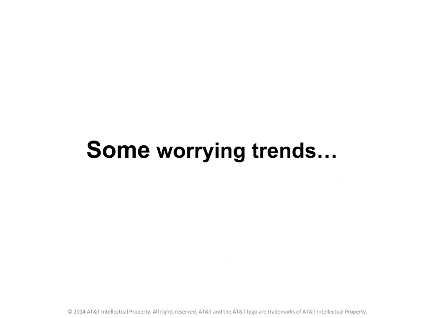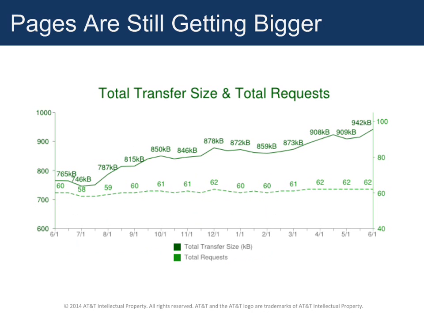This is the bit that horrifies me every time I look at this data: our pages are still getting bigger, from 765K a year ago to 942K now, the first of this month. That's roughly a 25% increase in the total page we're expecting people to download. It's almost as if we're expecting faster networks and better mobile devices to bail us out. But within these trends, there are some more worrying issues.